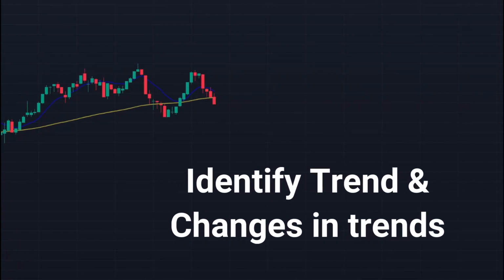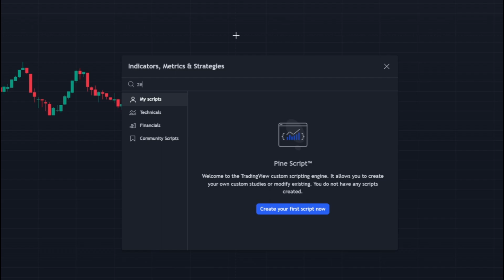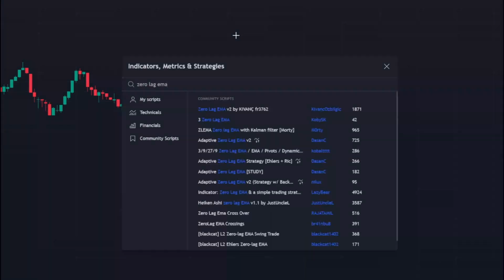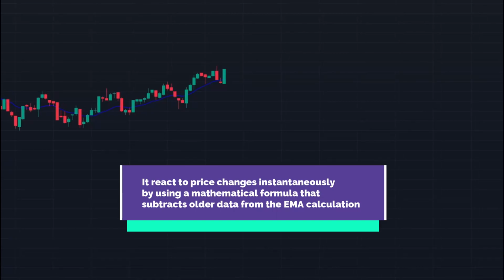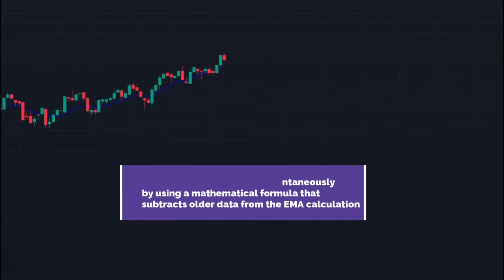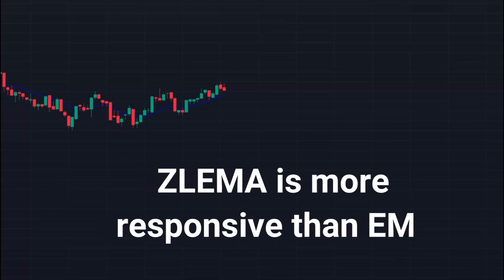Zero-lag indicators are useful for traders who want to identify trends and changes in trends more quickly and identify overbought and oversold conditions. Zero-lag exponential moving average is the type of moving average that is designed to eliminate lag. In other words, it eliminates the time it takes for a moving average to react to a price change. ZLEMA attempts to react to price changes instantaneously by using a mathematical formula that subtracts older data from the EMA calculation. As a result, the ZLEMA indicator can do everything an EMA does, but it is more responsive to the price change.